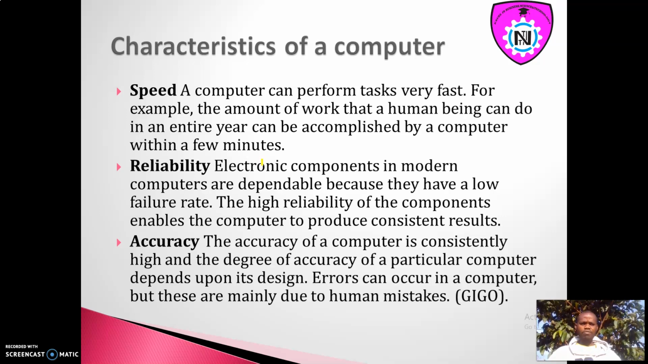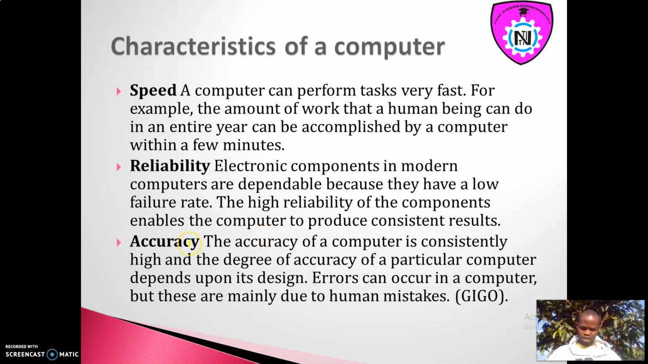A computer can perform tasks very fast. That is what we call speed, as simple as it is. When we talk of reliability, electronic components in modern computers are dependable because they have a low failure rate. You can consider this your friend. You can rely more on a computer because you are sure that it may not fail, unlike your friend whom you may call and that friend may not come.